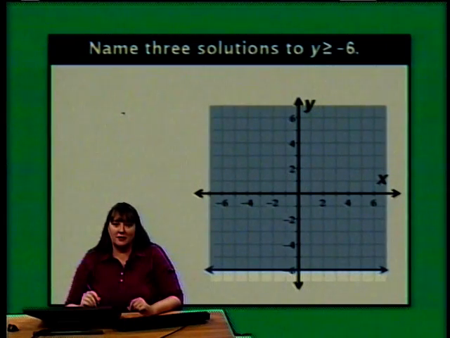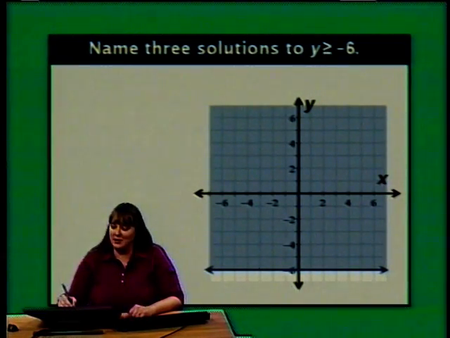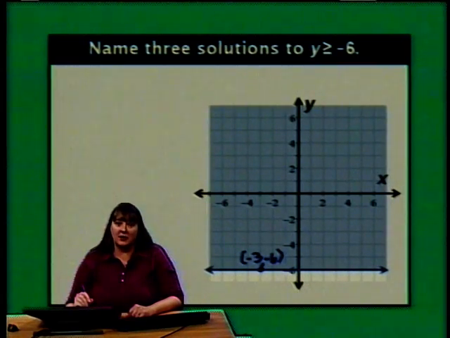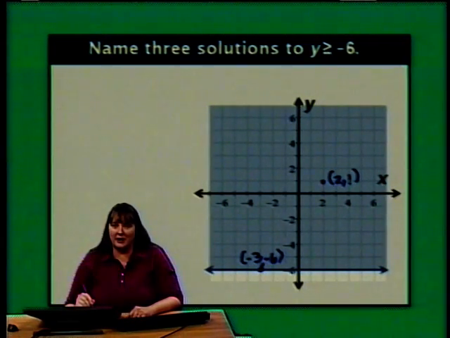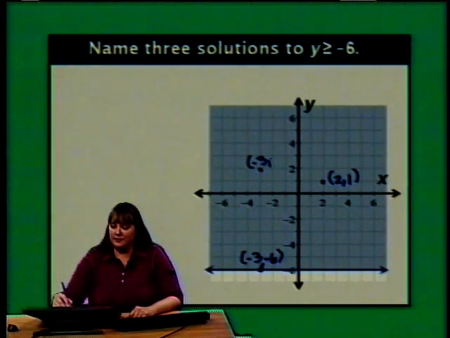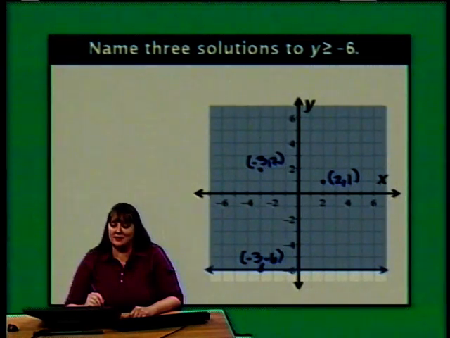Let's look at 3 particular solutions to y is greater than or equal to negative 6. This time the line is included, so I could pick a solution on the line. I could pick all 3 of my solutions on the line if I wanted to. I'm just going to pick one solution on the line, negative 3, negative 6. And then I'm going to pick a couple of points above the line. 2, 1, for instance, is a solution to y is greater than or equal to negative 6, because the y-coordinate 1 is greater than negative 6. Negative 3, 2 also satisfies this inequality.